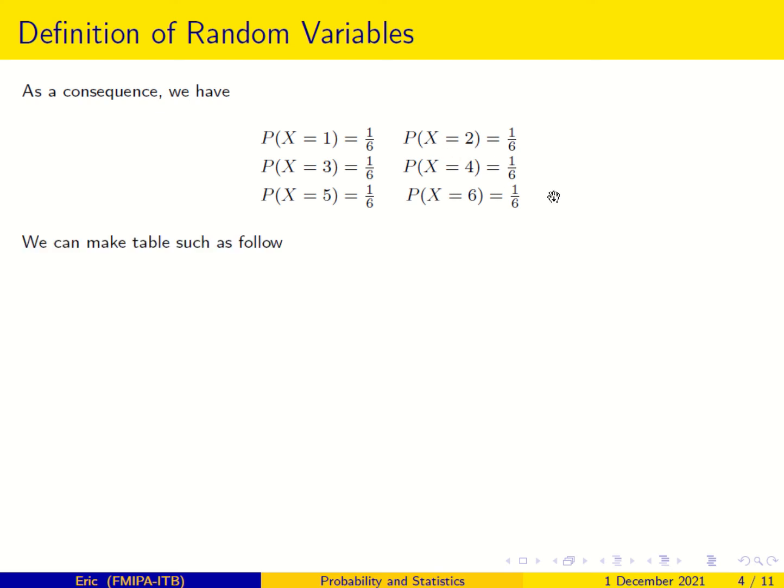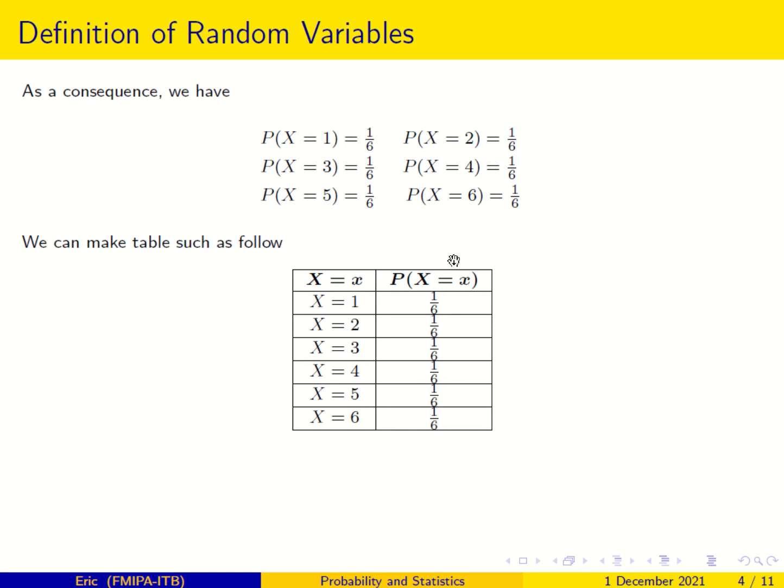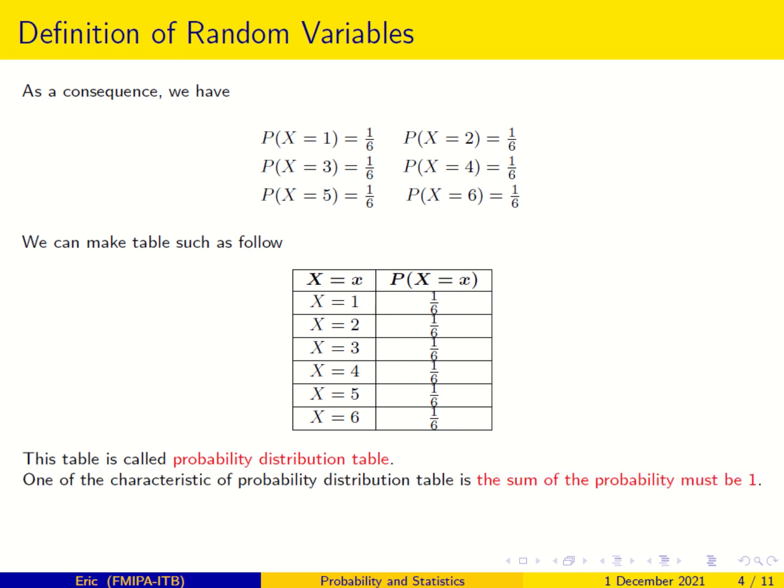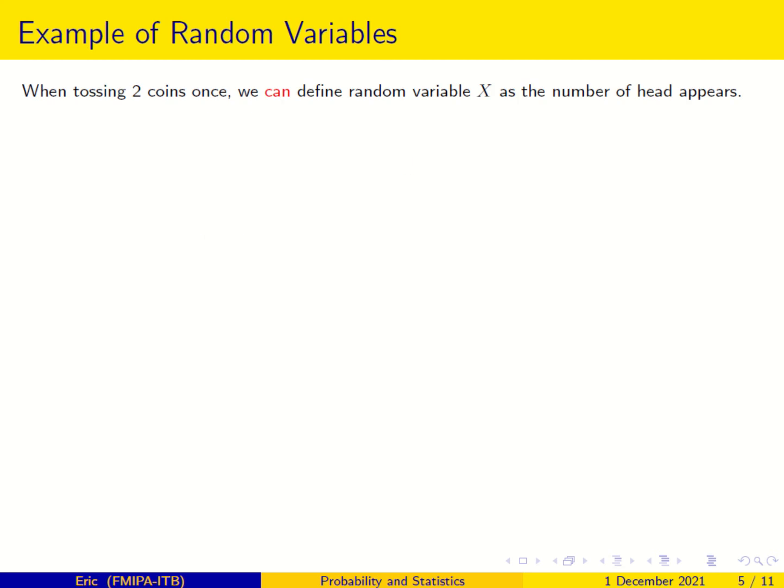We can make a table as follows. The left hand side is the random variable, and the right hand side is the probability of the random variable at a given x, little x. This table is what we usually call the probability distribution table. One of the characteristics of a probability distribution table is that the sum of the probabilities must be 1. So if you sum all of these up, you will have 1.